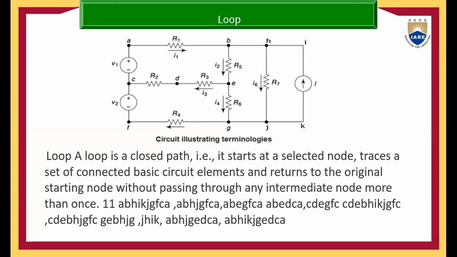11 loops are there. Here I have given the path of the loop. You can check it. So this is my first loop. It starts from A and it terminates at A. Understood? It returns to the same node. Check the path of the loop: A to B and B to H and H to I to K and K to J and J to G, G to F and F to C and C to A.